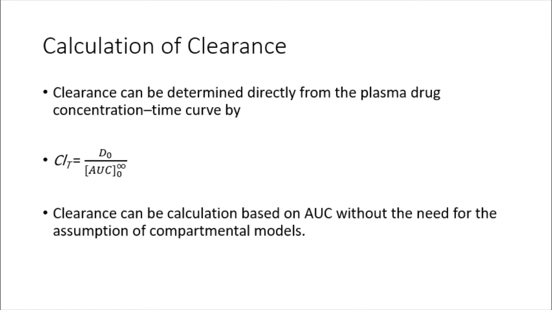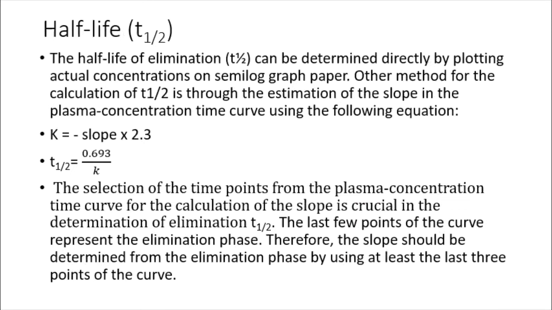Okay, we can use the area under the curve for the calculation of clearance. So clearance can be determined directly from the plasma concentration time curve by dividing dose over area under the curve from time 0 to infinity. It is important to consider time 0 to infinity. It's not acceptable to calculate area under the curve from time 0 to the last observed point and then use this value to calculate clearance. Clearance can be calculated based on area under the curve without the need for the assumption of compartmental models.